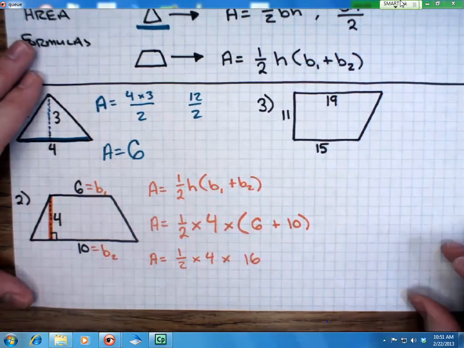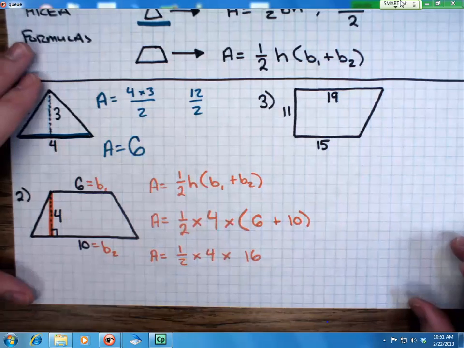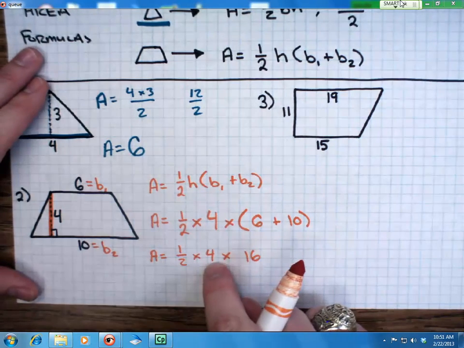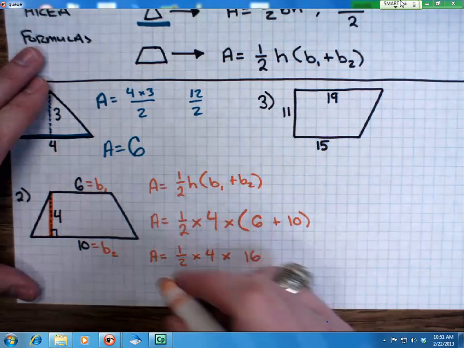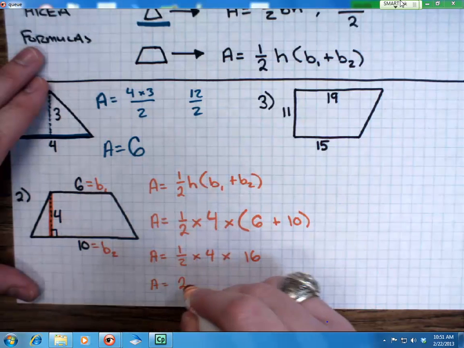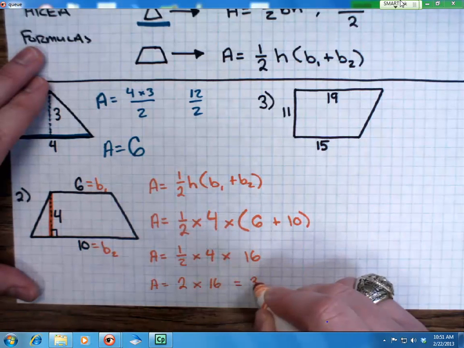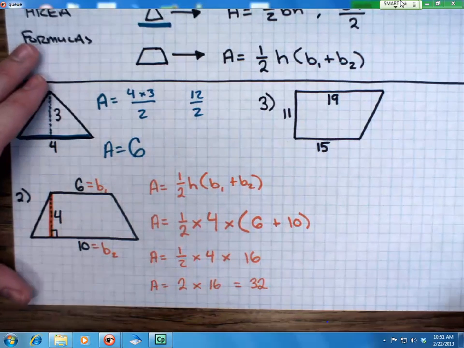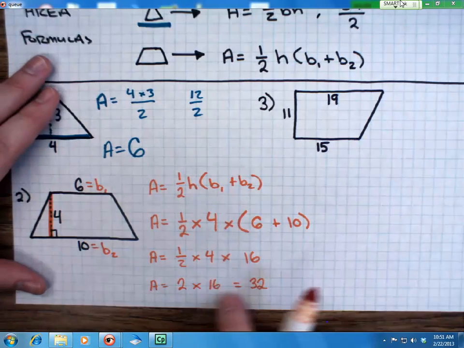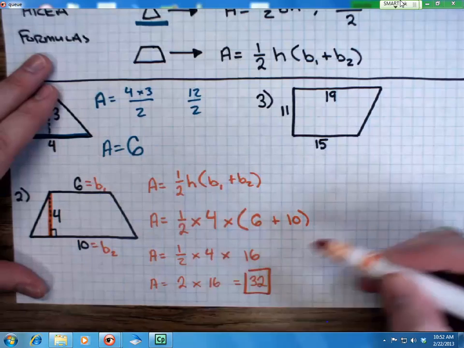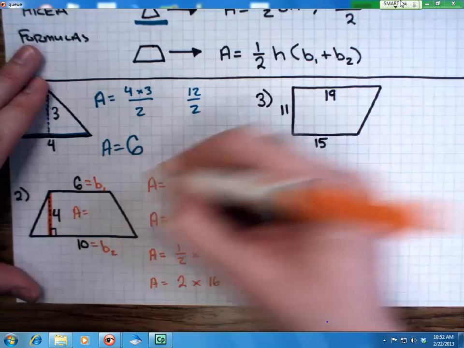Now, our next step, we could do, since we're multiplying, it doesn't matter the order. I'm going to go ahead and do 1/2 times 4, which remember, 1/2 times any number is the same thing as dividing by 2. So if I did 4 divided by 2, what does that give me? Yes, 1/2 times 4 is 2, so that's going to give me 2 times 16. Well, what does 2 times 16 equal? 2 times 16 is 32, so I know that the area of my trapezoid here is 32.